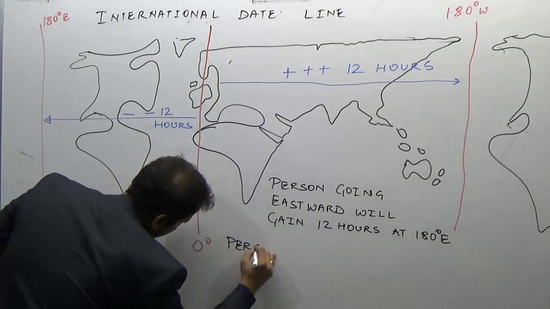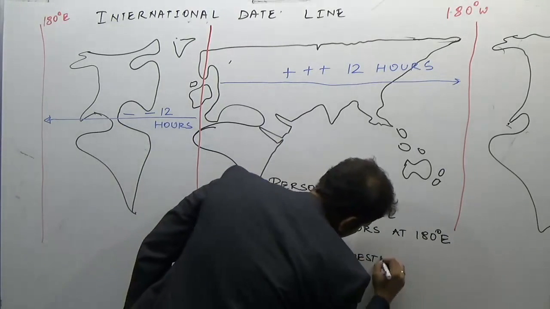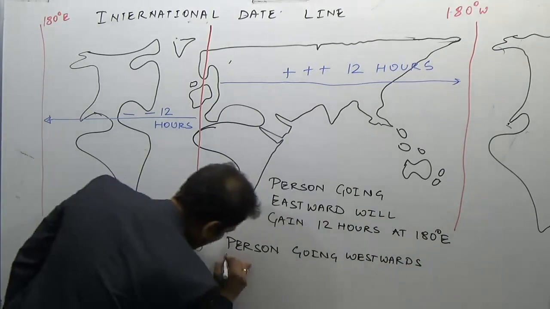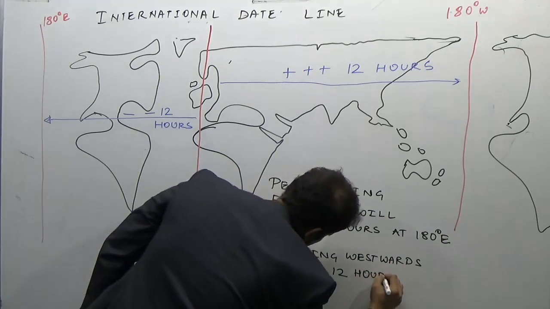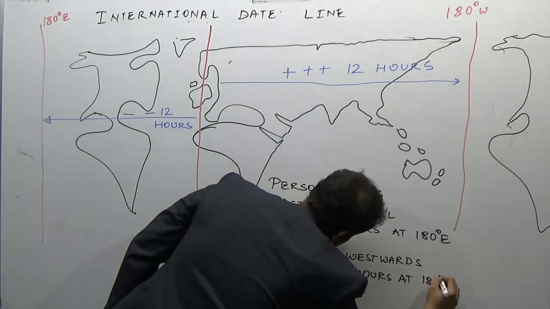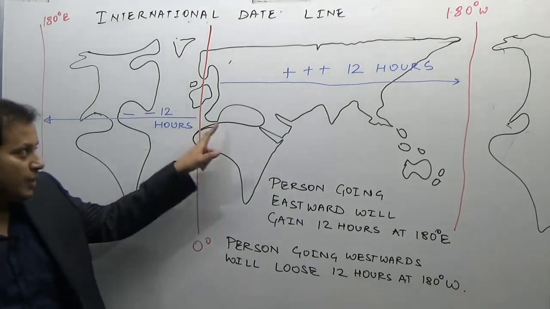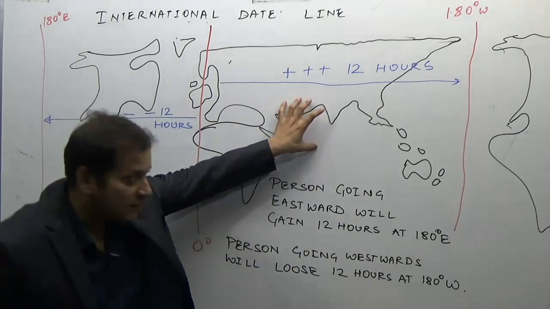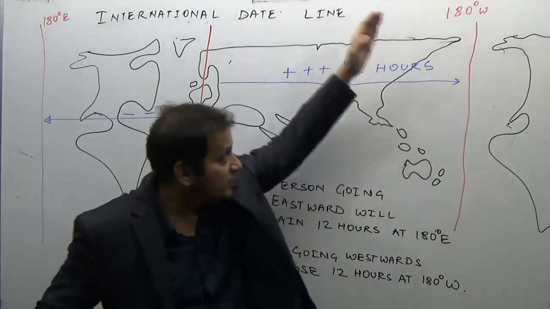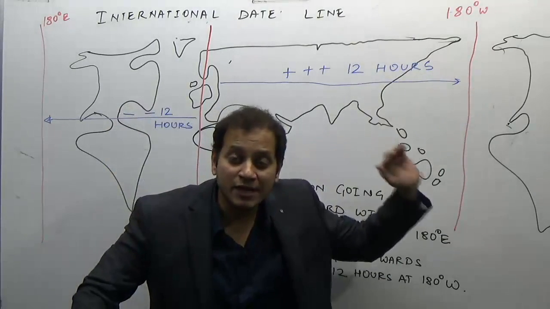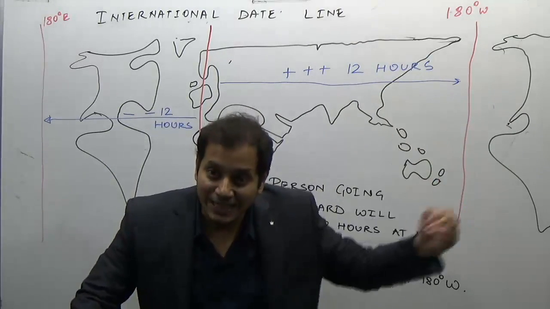The person going westwards will lose 12 hours at 180 degrees west. If you are starting from the 0-degree meridian and going this way till India, you are gaining 5.5 hours. If you still go ahead, you will keep gaining. Till you reach 180 degrees, you will be ahead of Greenwich Mean Time by 12 hours, because we are dividing it into a 360-degree circle. So 180 degrees is 12 hours time difference.